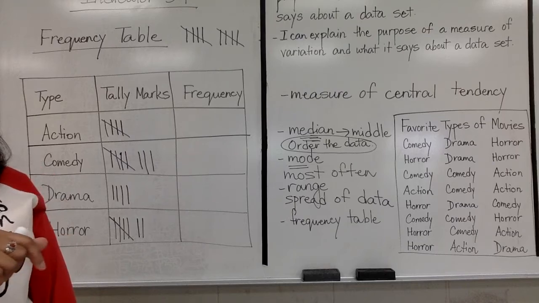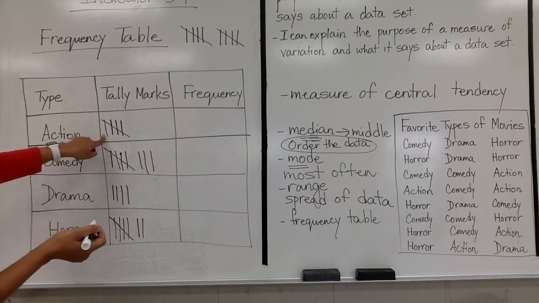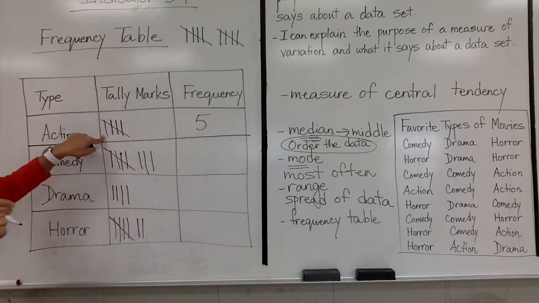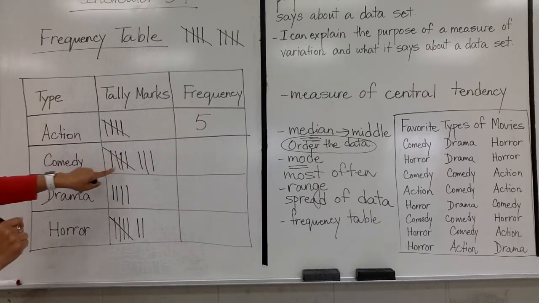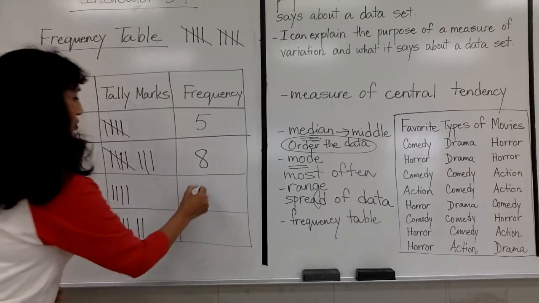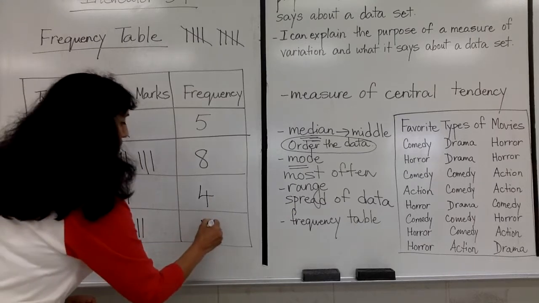Okay, now once I have my tally marks, this is so easy. What is frequency? It is how many times something is occurring. So if I look at the tally marks for the action, how many do I have? I have 5. So that is my frequency. As simple as that. Here I have 5, 6, 7, 8. Here I have drama is 4, and then horror is 5, 6, 7.